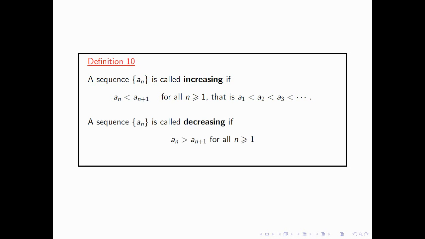Well, of course, if you can have an increasing function, you must also have decreasing functions. So a sequence is called decreasing if an is larger than an plus 1 for all n larger than or equal to 1. We use a single term to describe a sequence that's either increasing or decreasing. Either increasing or decreasing is called monotonic. So if I say a sequence is monotonic, I mean it is either increasing or it's decreasing. Remember, it can't be both.